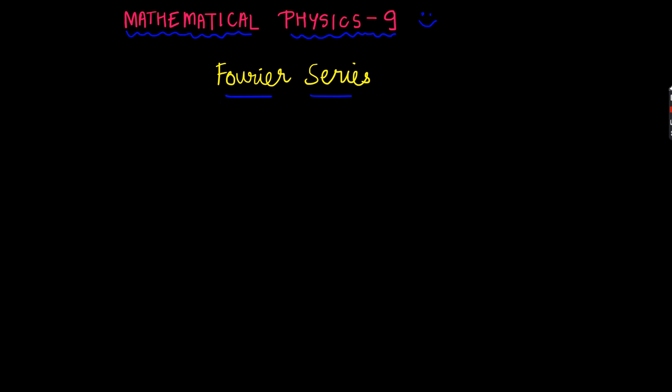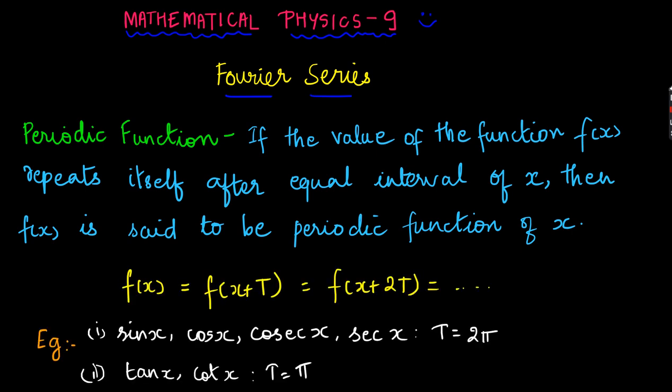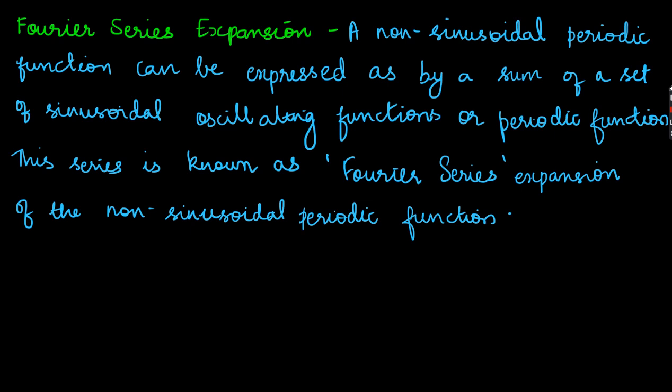So before we get to know what is Fourier series, the first thing we should know is the periodic function. If the value of a function f of x repeats itself after an equal interval of time, then that particular function is said to be a periodic function. It can be written as f of x is equal to f of x plus T, that is, at whatever interval of time T or 2T or 3T, the function will be the same. These are some of the examples: sin x, cos x, cosecant x and secant x have the same value at a time period of 2 pi, and tan x and cot x have the same value at a time period of pi. So let us see what is Fourier series expansion.